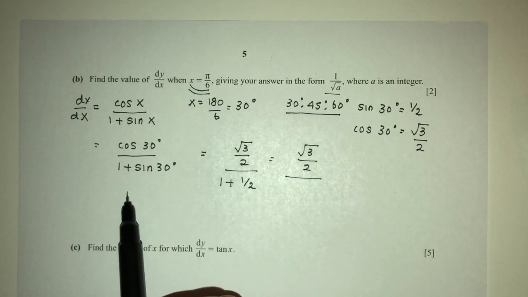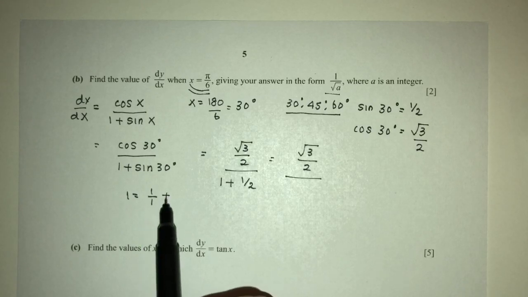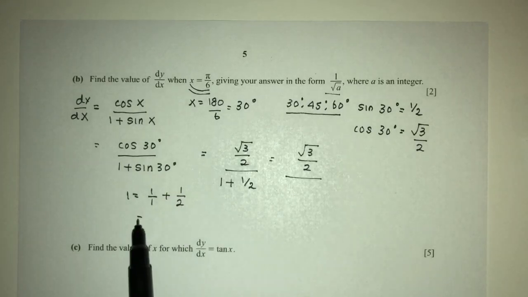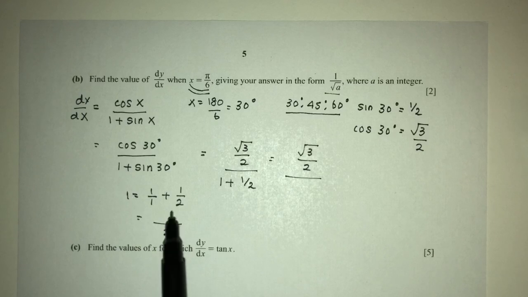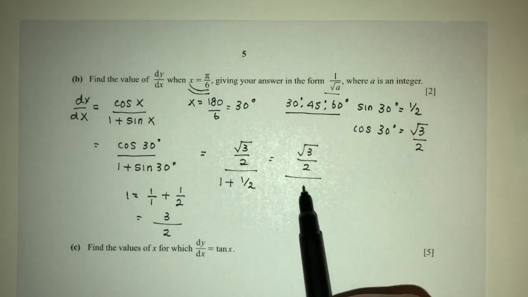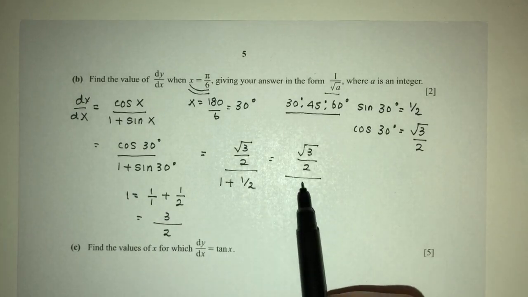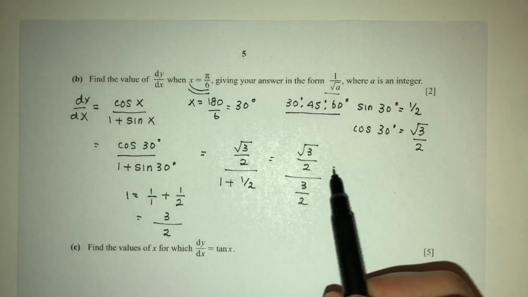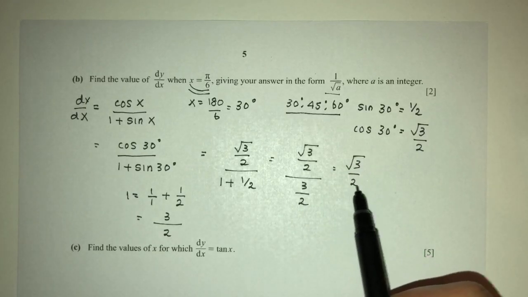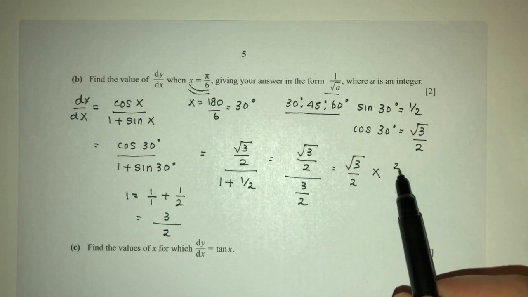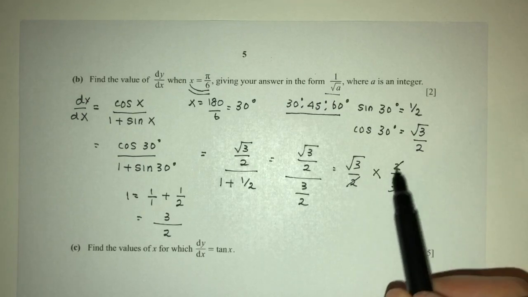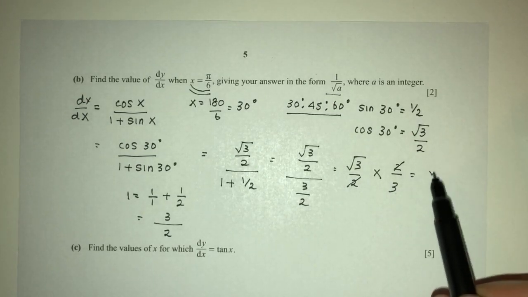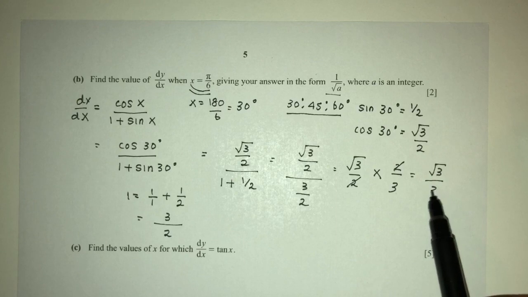So if you do 1 is 1 over 1 plus 1 over 2, if you make them become the same base, that'll be 3 over 2. So that will be root 3 over 2 multiplied by 2 over 3. Cancel, cancel. That will become root 3 over 3.